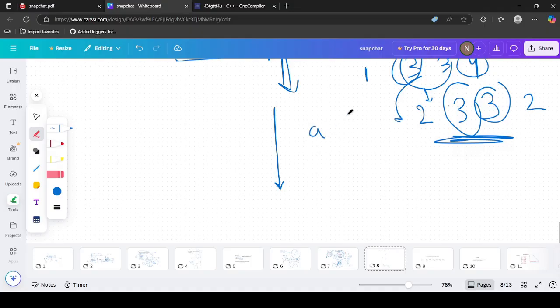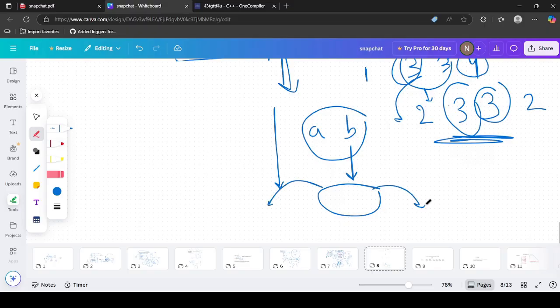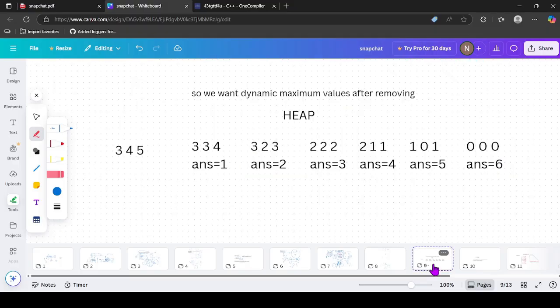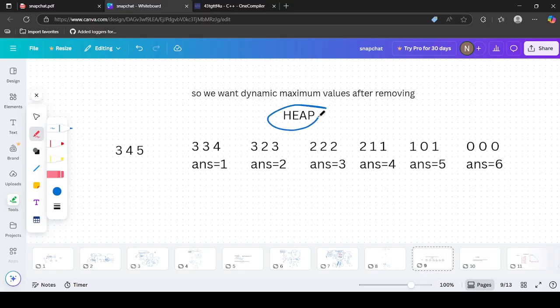If A and B indexes are highest in the first operation, they may not be highest after the Xth operation. Other indices may be highest. So we are thinking about dynamic frequency after removing the elements, not the initial highest frequency. So what can we use here? We can use a heap to find the highest two frequency values. So we use a heap, pop those, and get the maximum answer possible.